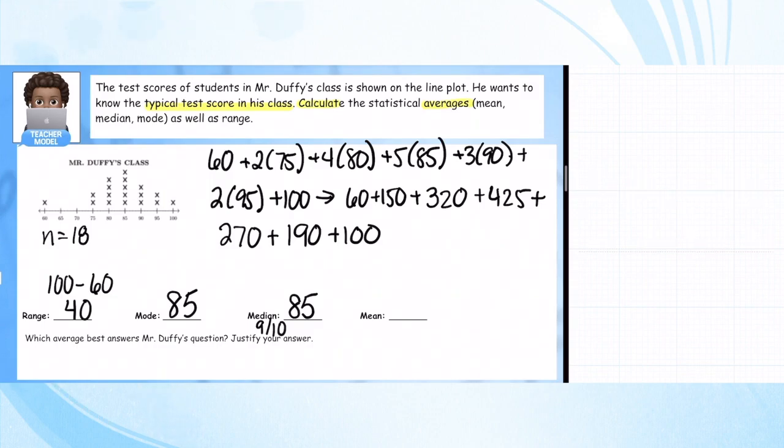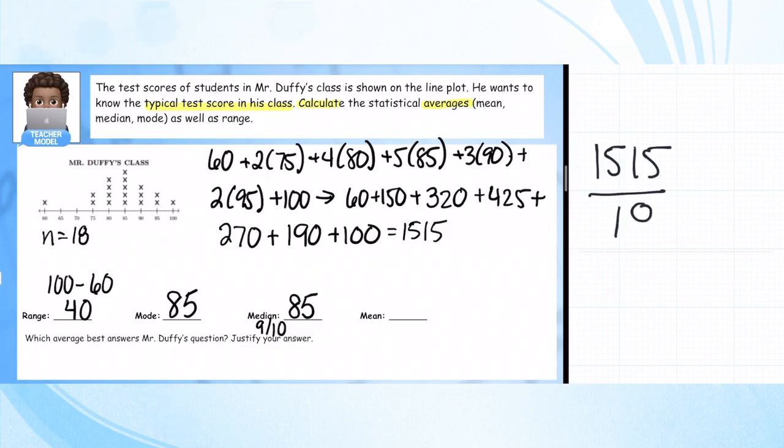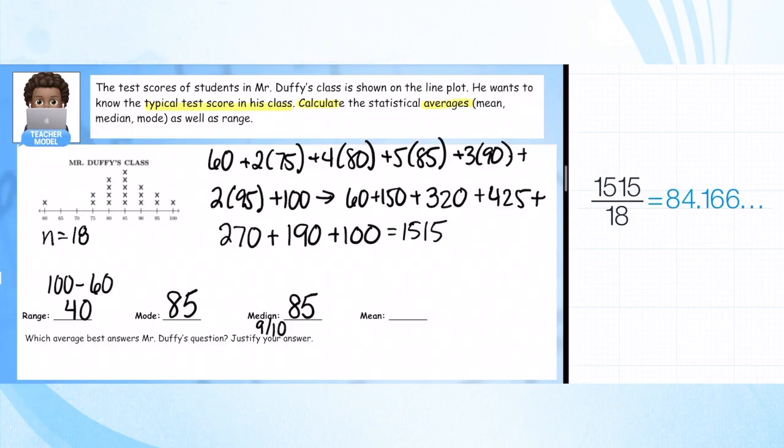There's so many. Okay, so we added all our numbers together and we have a sum total of 1,515, and we're going to divide this by 18. And so the average score in class, when we divide by 18, is 84.166. So I'm just going to round that to 84.17.